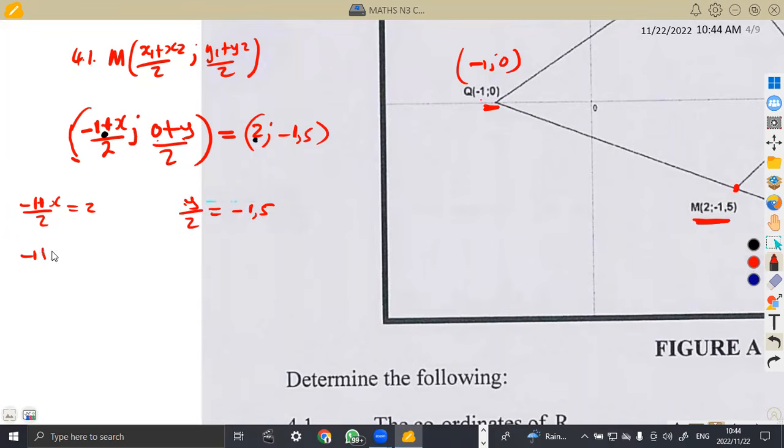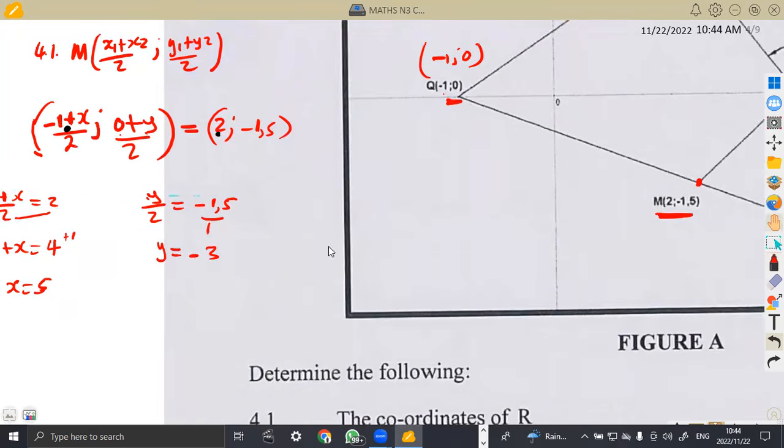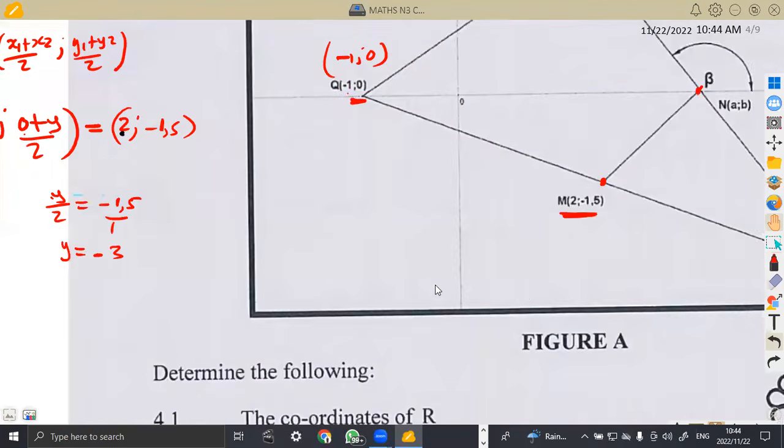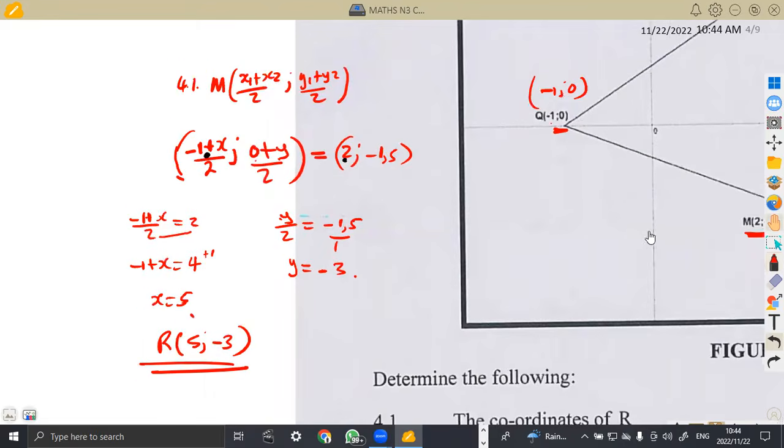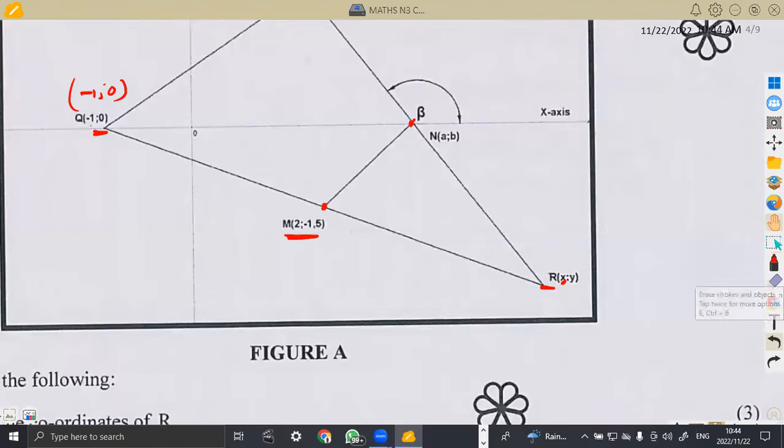So here, -1 plus x is equal to, cross multiplying, 2 times 2, that's 4. So x is 4 plus 1, so x is 5. Cross multiply on this one: y times 1 is y, and 2 times -1.5 is -3. So we have the value of x and the value of y. Point R is (x, y), so R is (5, -3). We can write it down here, (5, -3).